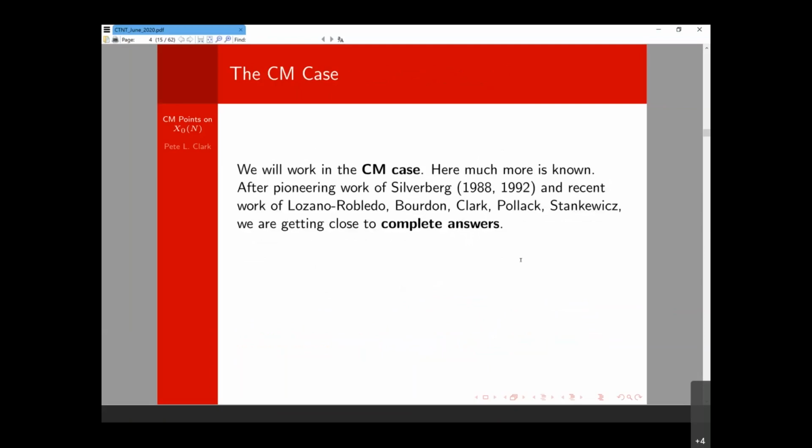And just to shout out here, the study of this was initiated by work of Alice Silverberg in the late 80s and early 90s. In particular, she proved the uniform boundedness of torsion in the CM case first, before Merel proves it in the general case. And then my collaborators and I, Abby Borden, Paul Pollack, Jim Stankiewicz, we've been working on this for about 10 years now, and so we're definitely making progress. And another person who is making important progress is Alvaro Lozano-Robledo, who has some really important recent papers on the subject. Thanks to all this work, we're actually getting close to complete answers to either of these two questions.